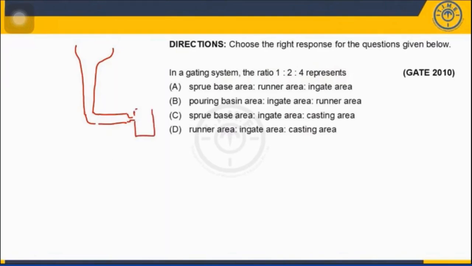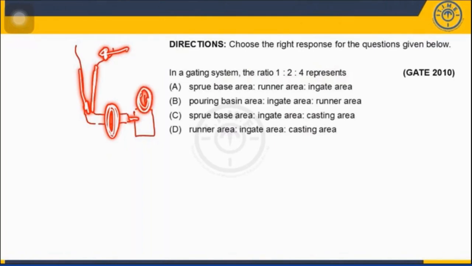This is basically a complete gating system. This is the riser. What do you mean by this? This is basically a pour-in basin. This is a sprue. This is called a horizontal runner. This is the in-gate, from which the liquid molten metal is entering. This is called a riser.